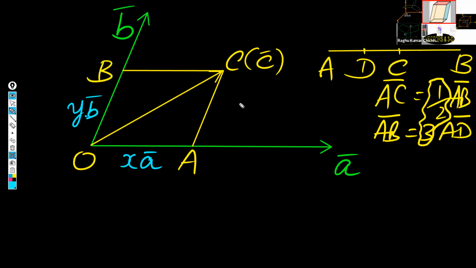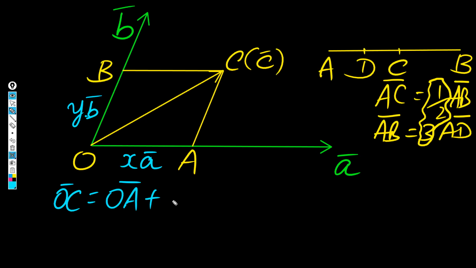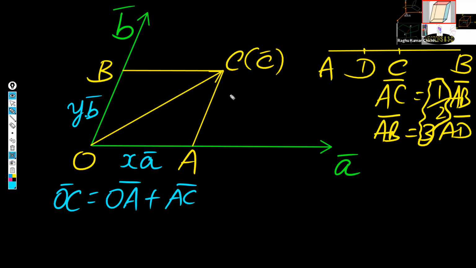Then what will be CA bar? AC bar is also Y into B bar because it is parallel and equal. You can say that. Okay. This BC bar is also X into A bar. Now I'm applying the triangle law of addition. You tell me triangle law of addition here. I can write OC bar as OA bar plus AC bar. What is AC bar again? Because it is parallel to OB bar, it is also YB bar.